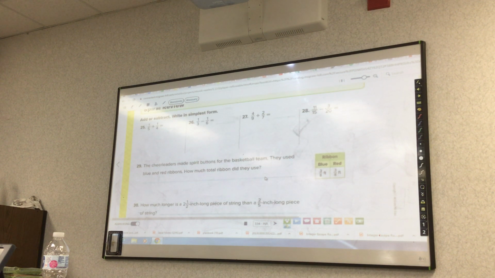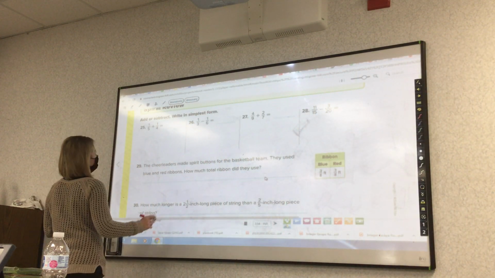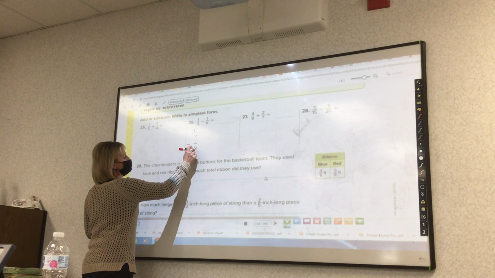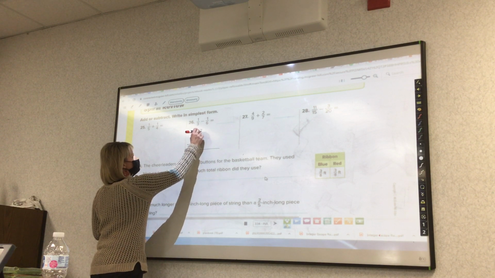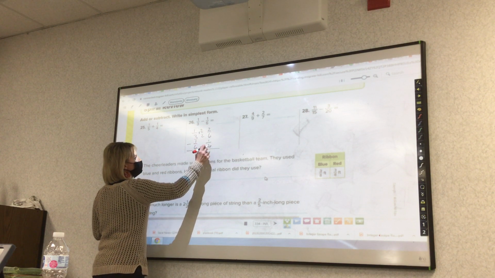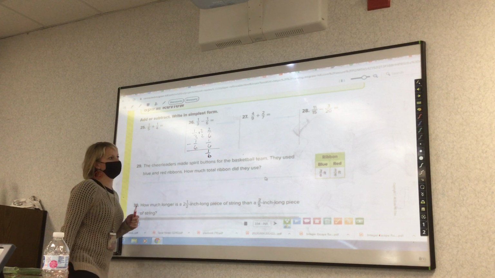One-third minus 1/6. We're subtracting, so we need to write them up and down, and I need to have a common denominator, which is going to be 6. So I take this times 2 over 2, which is 2/6, minus, rewrite the 1/6. So 2/6 minus 1/6 is just 1/6.